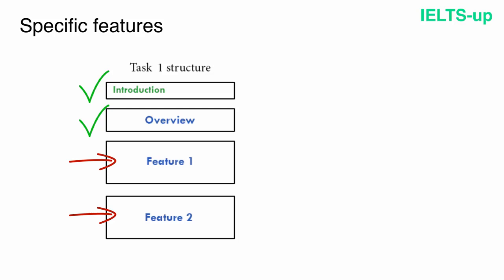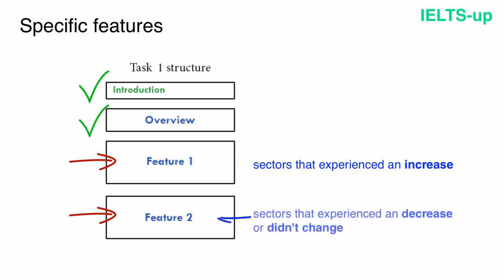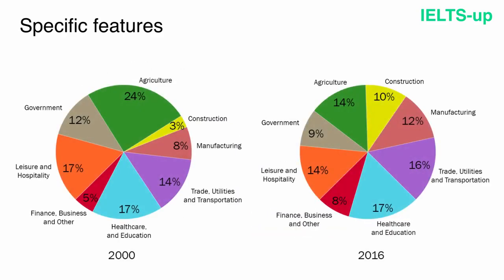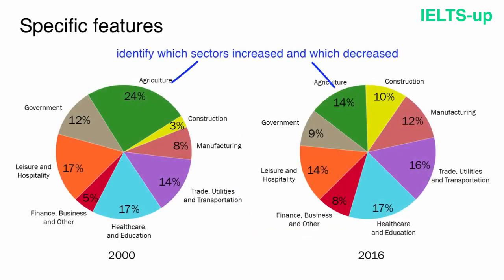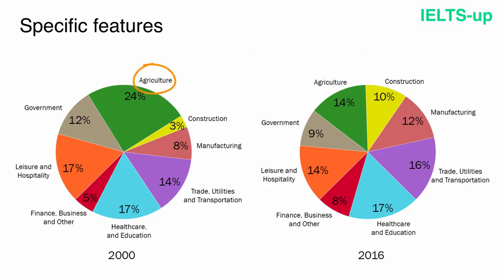This means that in the first paragraph, I will describe economic sectors that experienced an increase, and in the second paragraph, I will describe economic sectors that experienced a decrease or did not change. We need to look at our chart and identify which sectors increased and which decreased. I'll start with the agriculture sector.